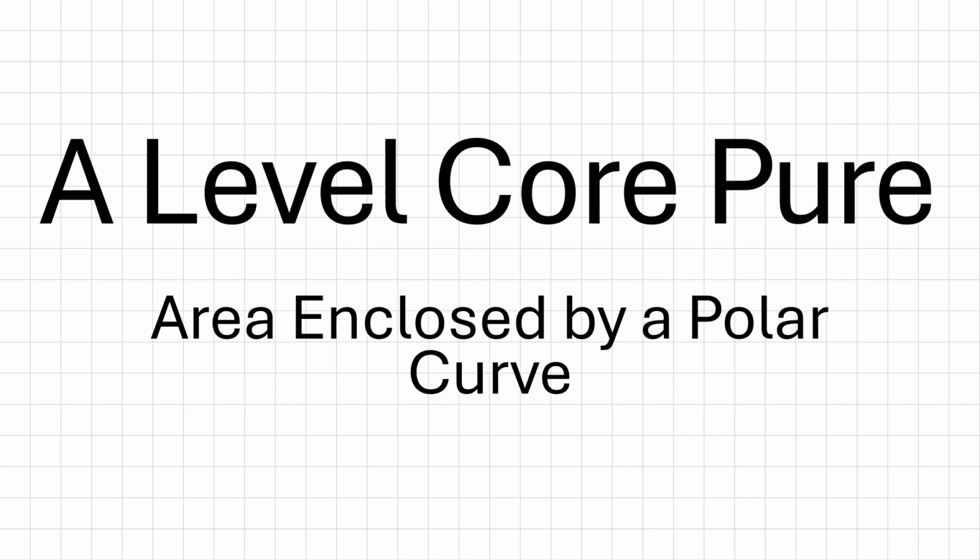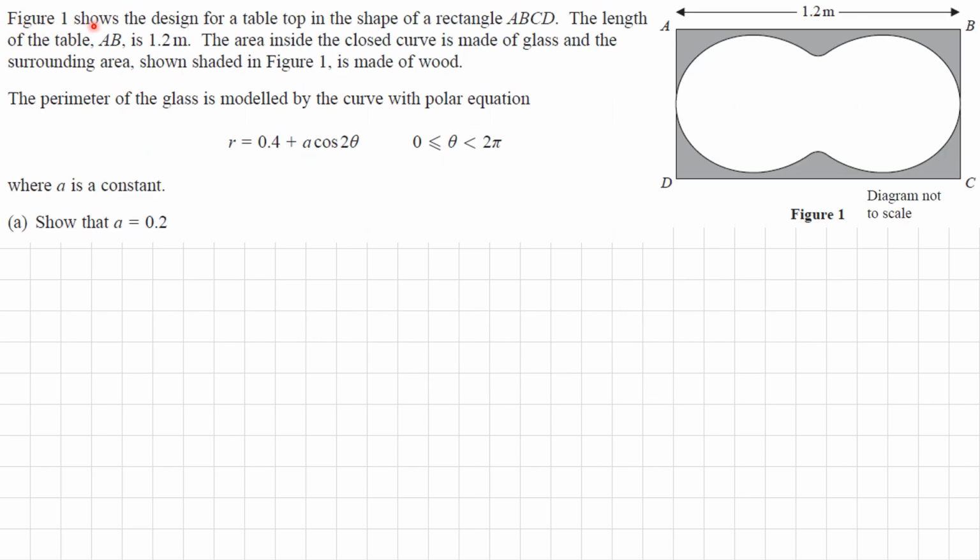This is an A-level Core Pure question on an area enclosed by a polar curve. Figure 1 shows the design for a tabletop in the shape of a rectangle ABCD. The length of the table AB is 1.2 meters.